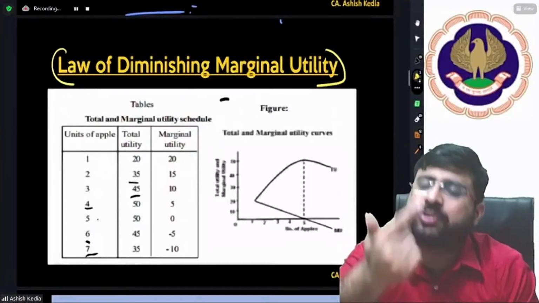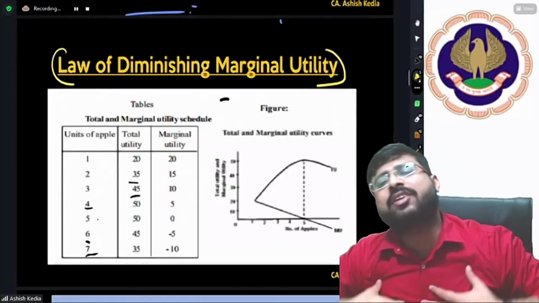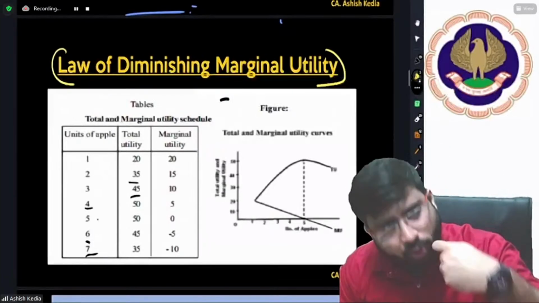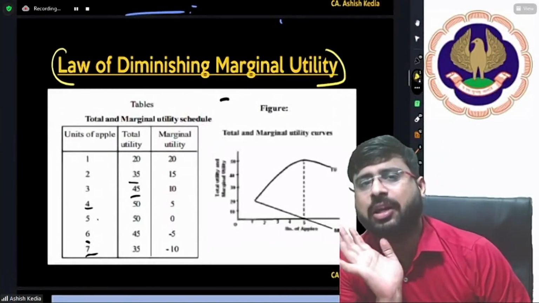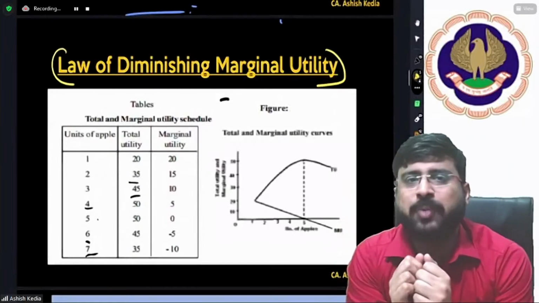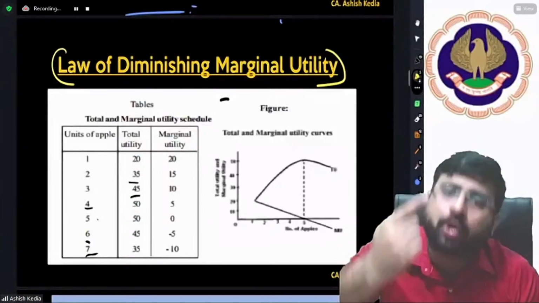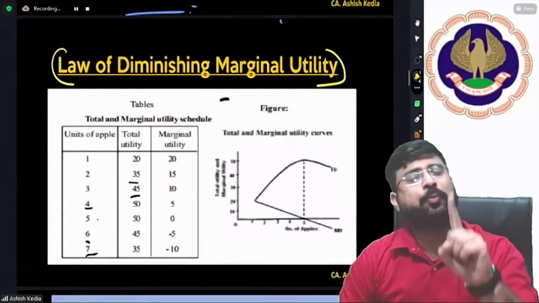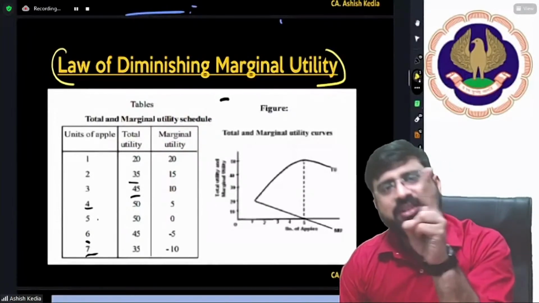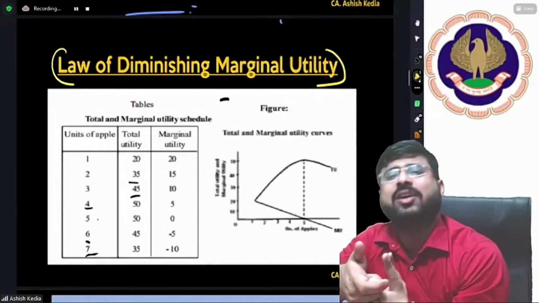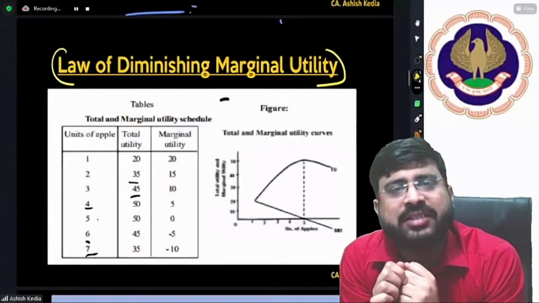So every time you are consuming an additional unit, you are deriving some satisfaction. That satisfaction is called marginal utility. What is marginal utility? I am explaining again. The satisfaction that you derive when you consume one more unit of a commodity. Suppose I have eaten one chapati. Now when I eat the second chapati, the extra satisfaction that I derive from that second chapati is called the marginal utility of that second chapati.